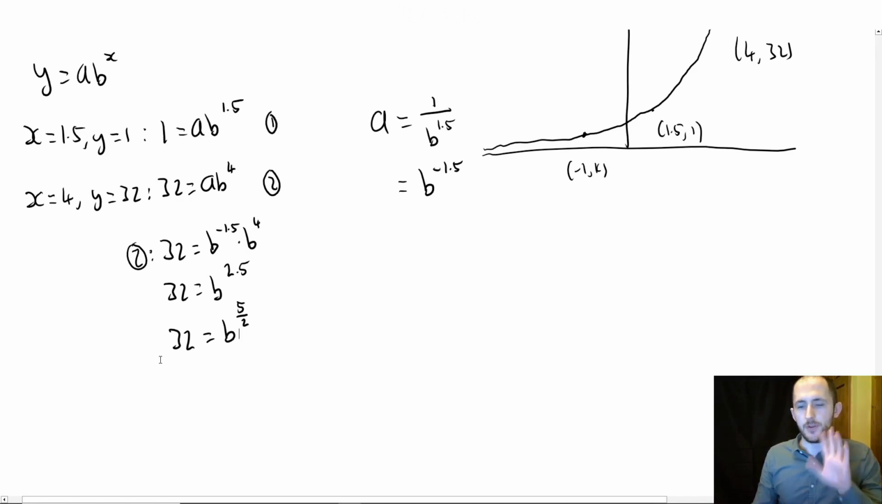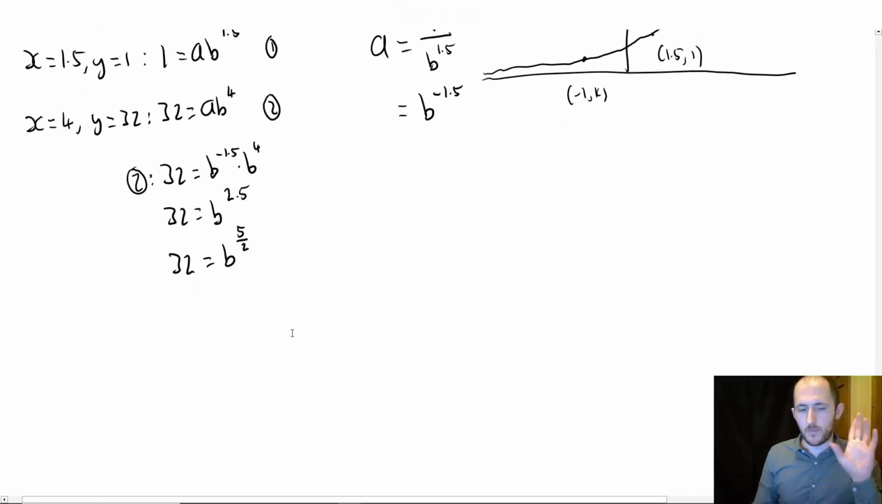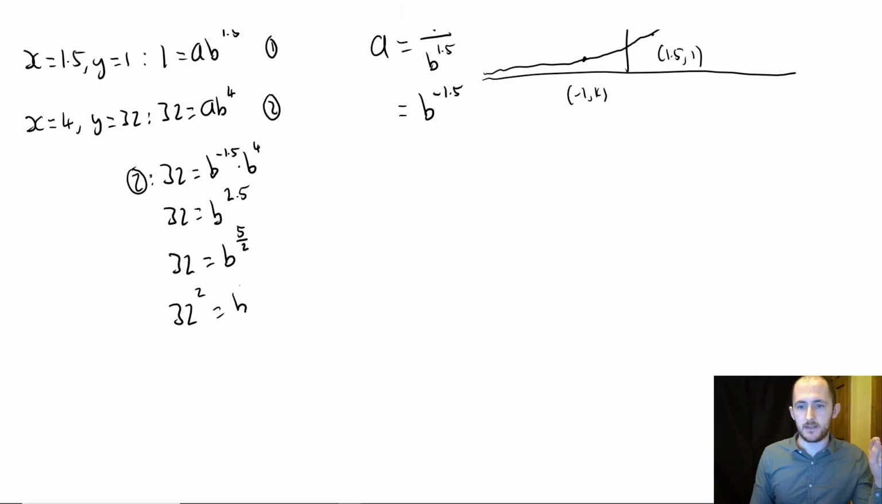I'm going to try and say this in one way to see if you guys get it. To get rid of the over 2, I'm going to square both sides. Right? So 32 squared equals b to the 5. I'm not going to work out 32 squared, that's too much. And then I'm going to take the 5th root of both sides.